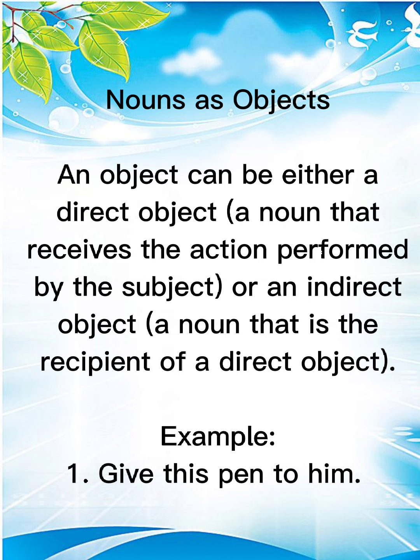In this particular example, pen is a direct object. That is what is being given, and him is the indirect object, or to whom the pen is being given to. This is how nouns are being used as object, either direct object or an indirect object.